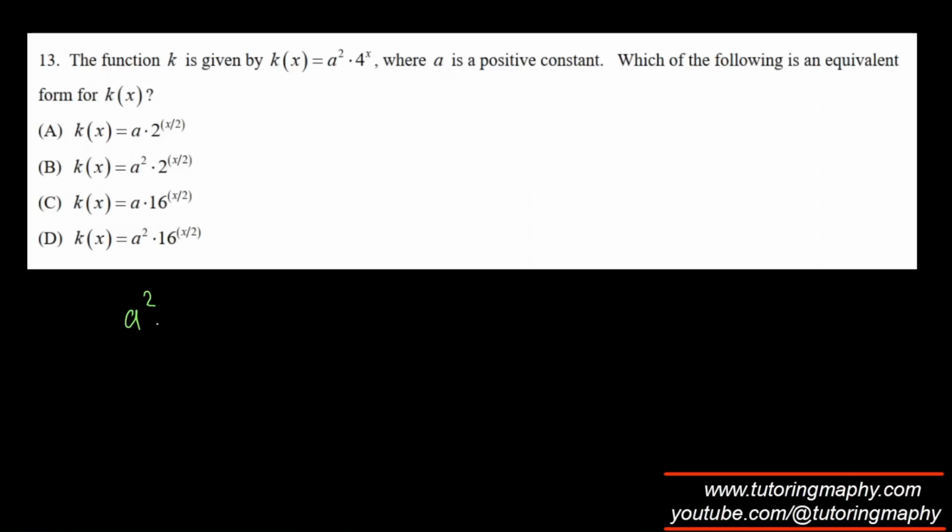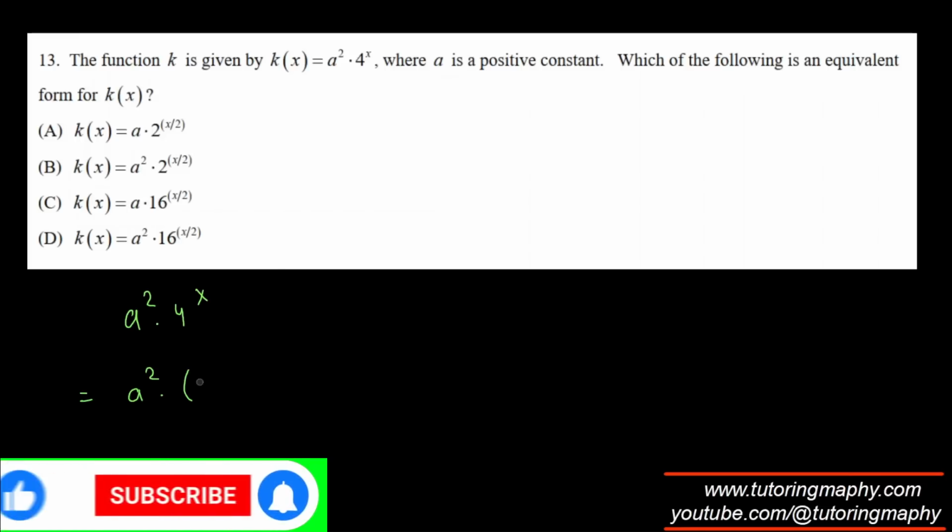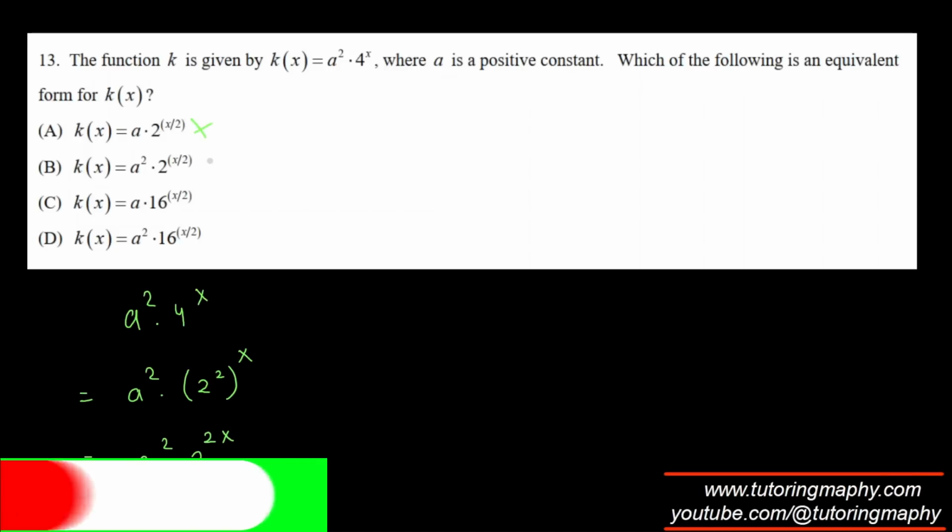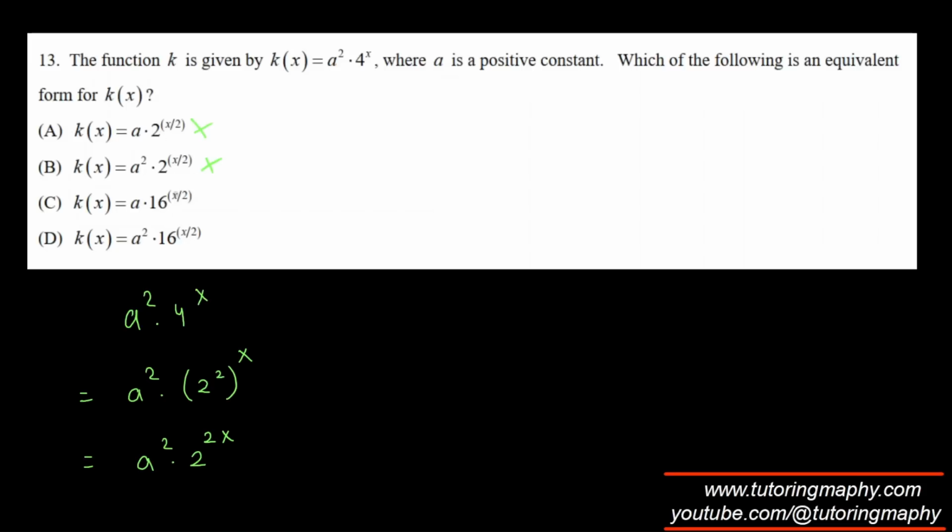Okay, so A square times 4 raised to x can be written as A square times, like I said, 4 is 2 square, raised to x. So this will become A square times 2 raised to 2x, which is definitely not A or B, because it is 2 raised to x over 2.